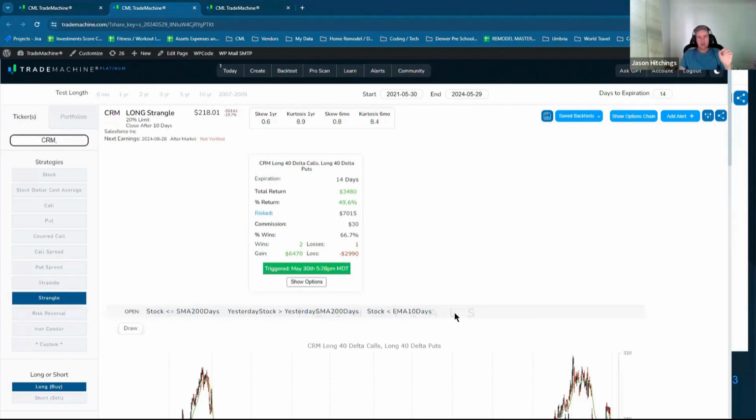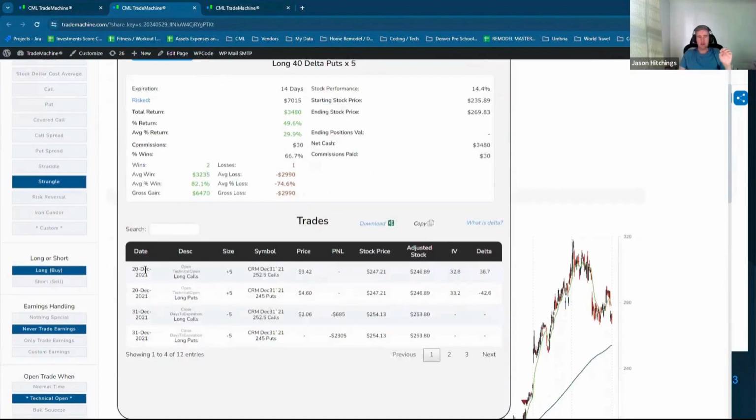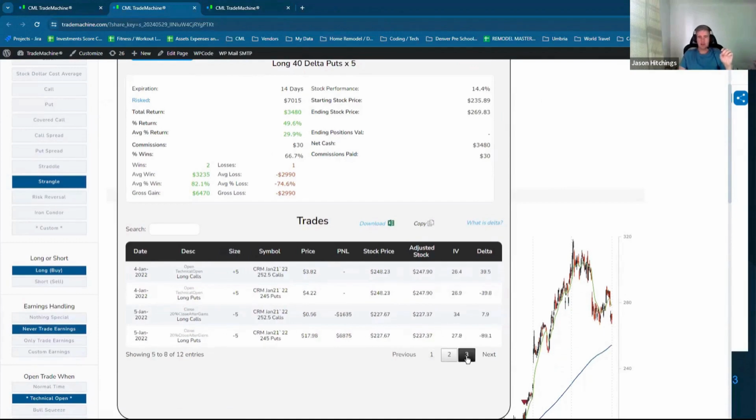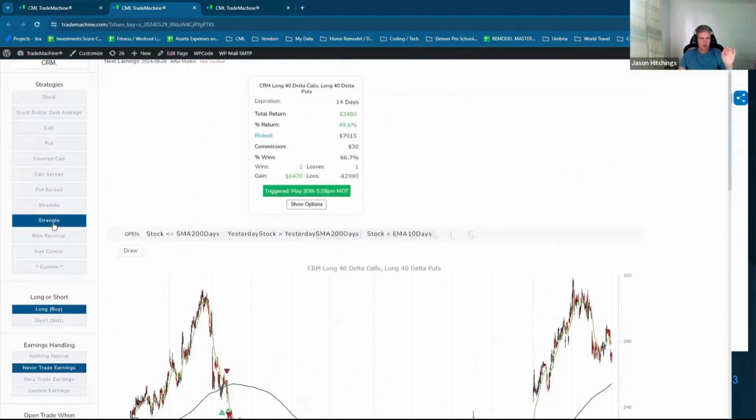When these technical conditions are met, if you click on it, you can see more details and every trade that was placed historically. You can even download trades or copy the trades to the clipboard and dive into the detail. You can see every trade and when you exited. You exit this position when you scroll down here. So this is a long strangle.